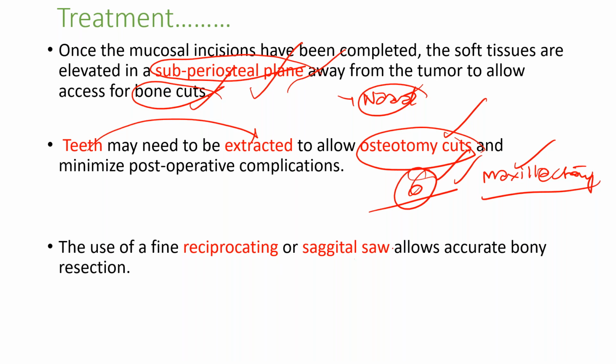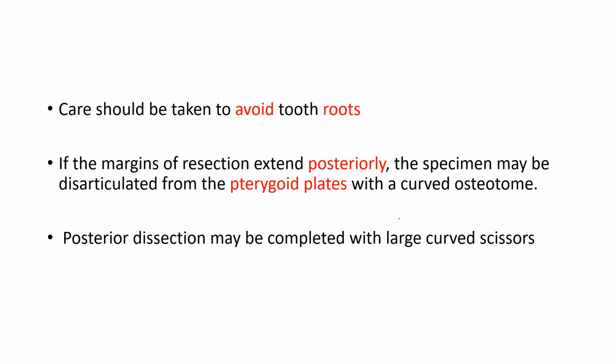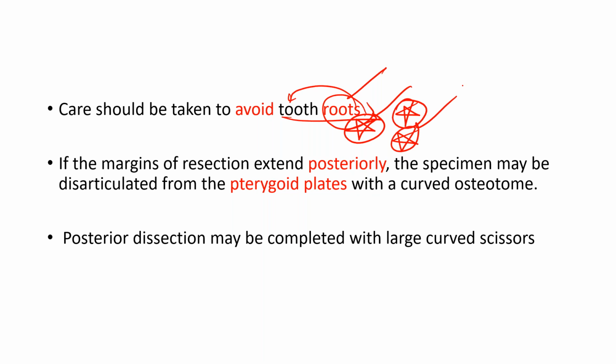You can use a fine reciprocating sagittal saw, which allows the cutting of bone. Care should be taken to avoid the roots of the teeth. Tooth roots should not be damaged. Tooth roots should be carefully protected.